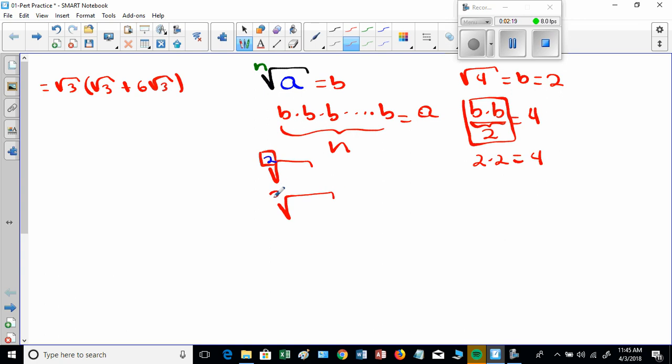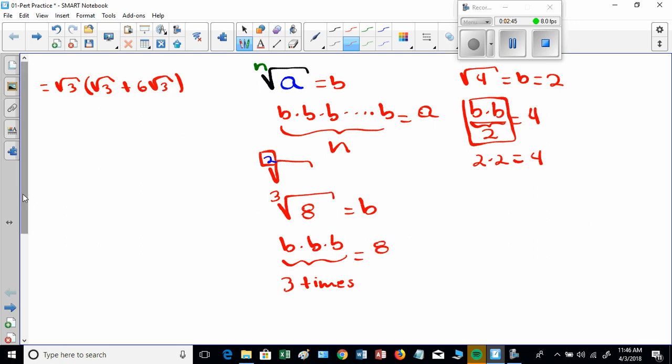Now we're going to have the cubic root of the number 8. My radicand is still 8. My index is the number 3. What this means is that I need to look for a number b that when you take b and multiply b by itself 3 times, let me put 3 times here, it gives you the number a, which is in this case the number 8.